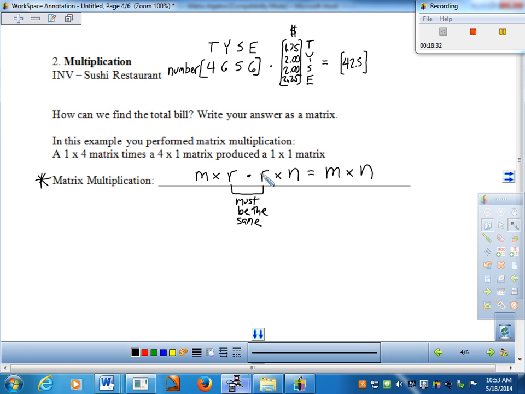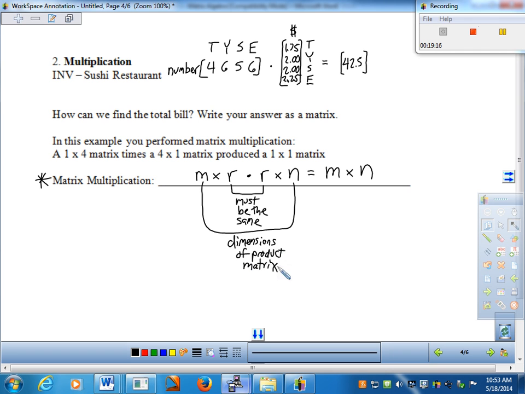Let's go back to the sushi thing for just a sec. Here's the left matrix. Here's the right matrix. Do you see a 4 right here and a 4 right here? Those numbers have to be the same. Now these numbers right here just so happen to give you the dimensions of your answer. So dimensions of, let's put it as the product matrix.